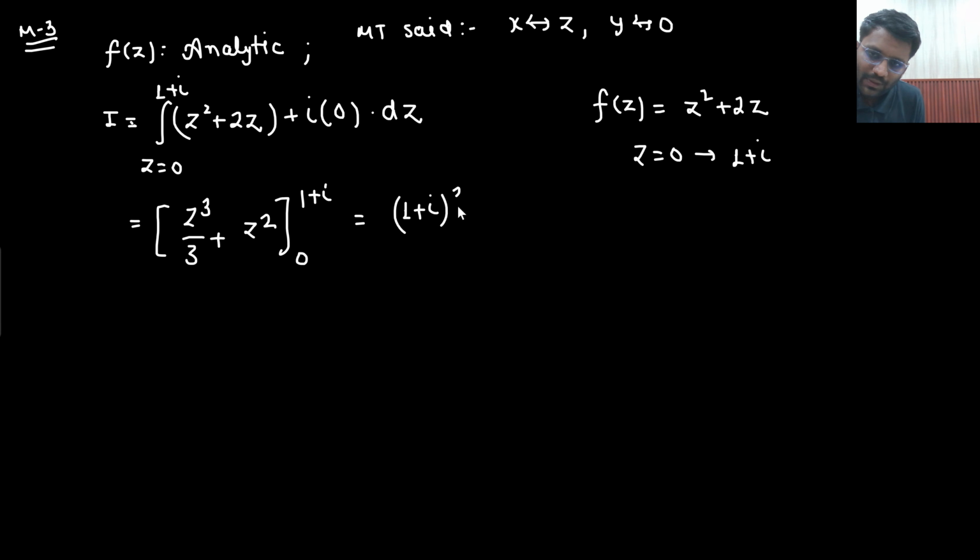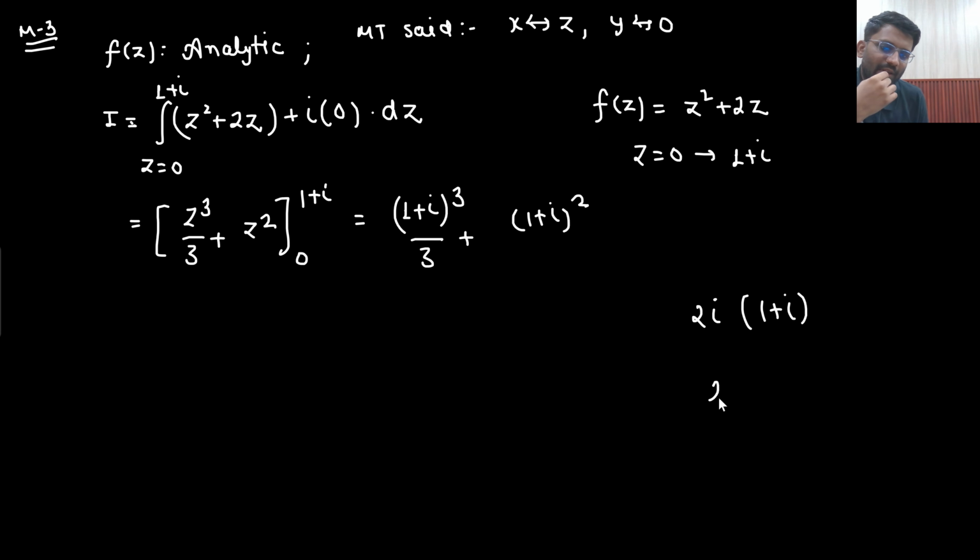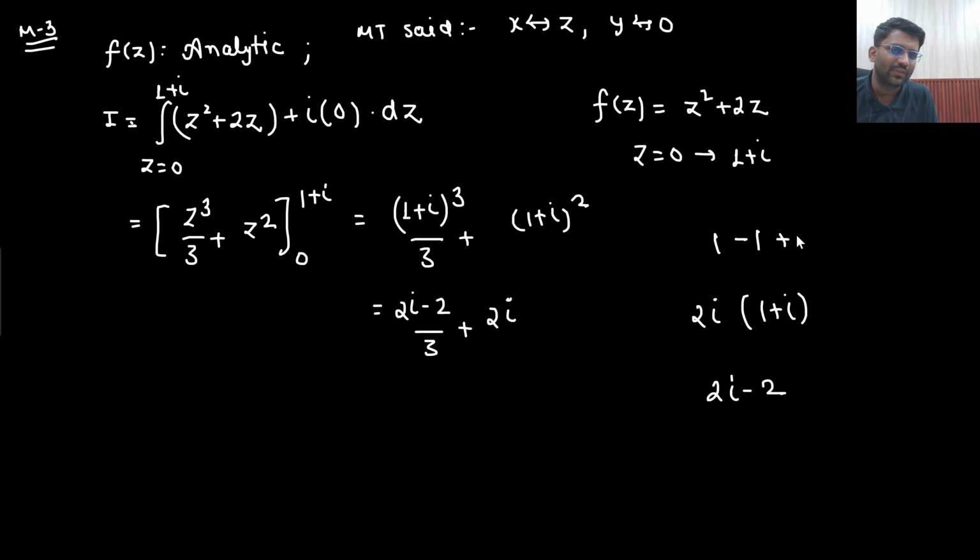So (1 plus iota) cube divided by 3 and (1 plus iota) square. These are the things that we are supposed to solve. (1 plus iota) square is nothing but 2 iota, and (1 plus iota) cube will be 2 iota minus 2. So this will come out to be (2 iota minus 2) divided by 3 plus 2 iota. Okay, it is not difficult. (1 plus iota) square you can do, no? A square plus b square, that will be iota square, that is minus 1, plus 2ab.